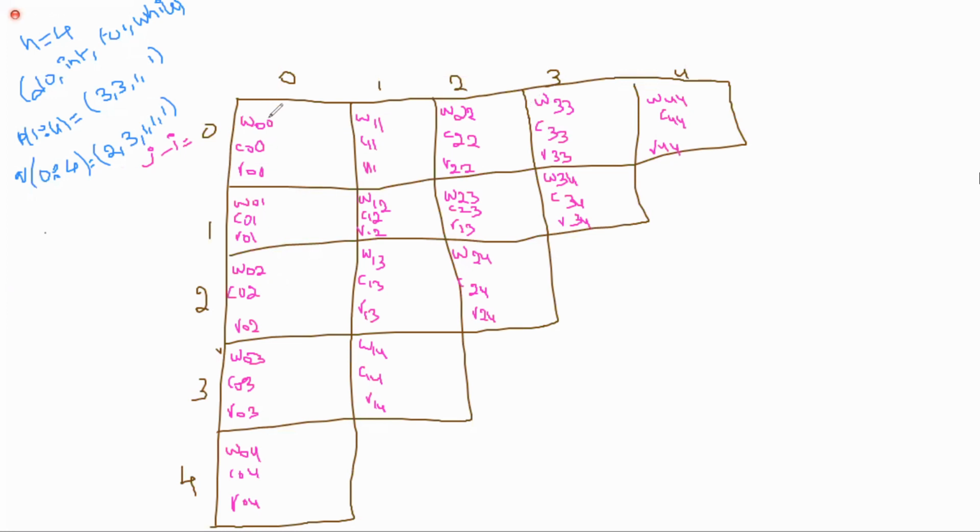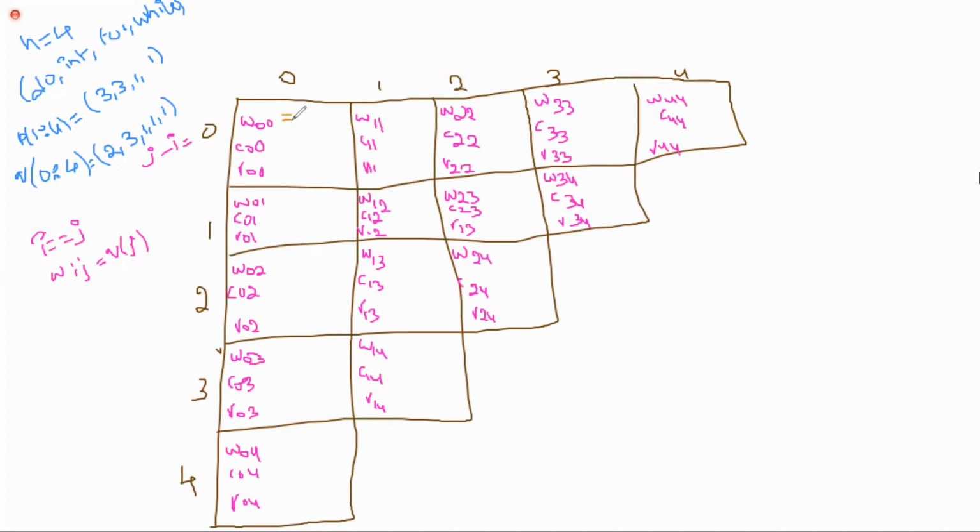Now W00, when the value I is equal to 0: if you observe, I is 0, J is 0; I is 1, J is 1; I is 2, J is 2. In the first row all I and J values are equal. When I is equal to J, then the Wij formula is simply Q of J only. This is the formula for the first row, when I and J values are equal.